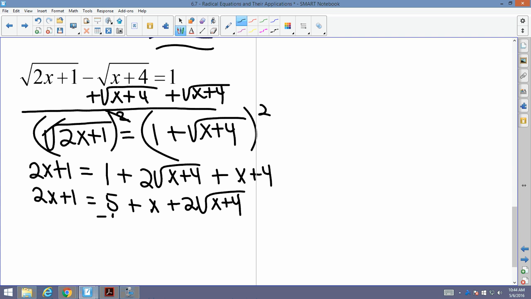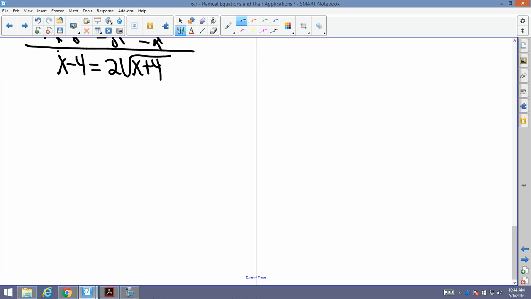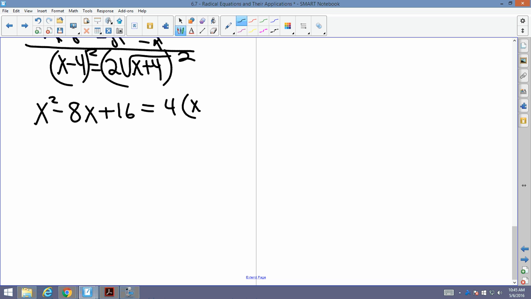Subtract the 5, subtract the x. And you get x minus 4. Thank you. Good job, brother. Those cancel. And I got 2 times the square root of x plus 4. Now, I got to square both sides. Very good, my brother. I got to square both sides because I got to get rid of that radical. So here I have another perfect square binomial. So this is the first term squared minus 8x, because it's 2 times the first times the second. Great. Plus 16. Excellent. Equals 4 times x plus 4.